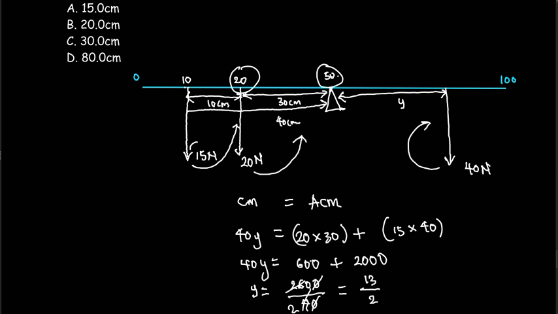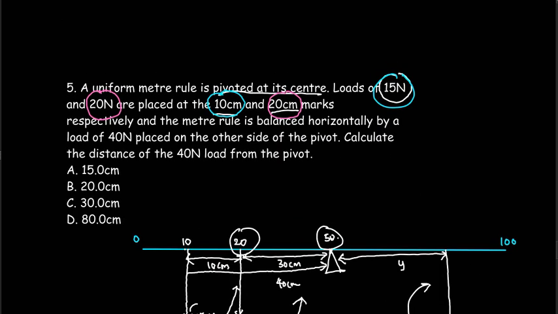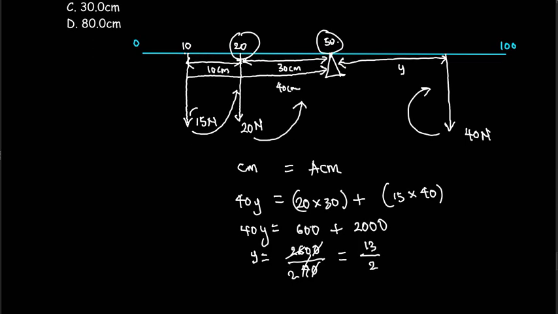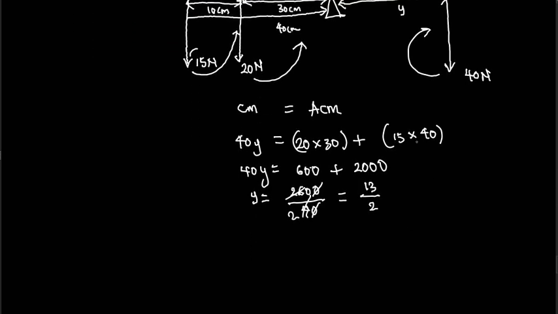Are you sure we're on the right track? Don't tell me I made a mistake. No, no, no. 15 times 40 is what? Jesus Christ. 15 times 40 is 600. Wait. Oh my god.